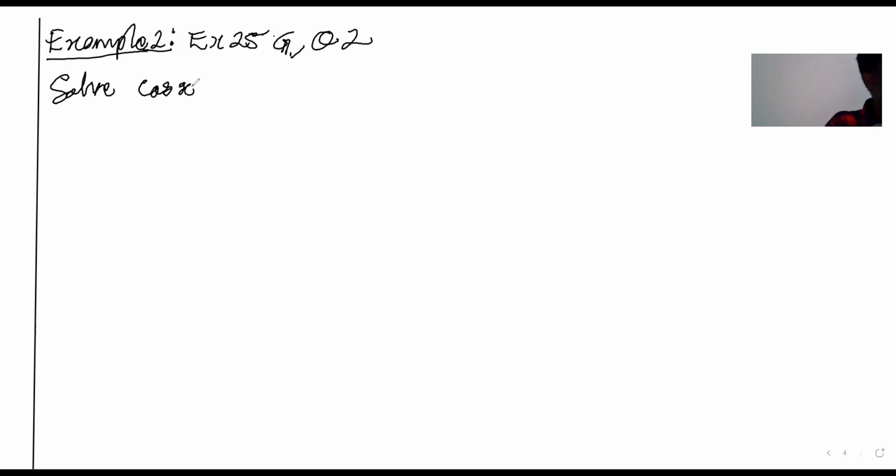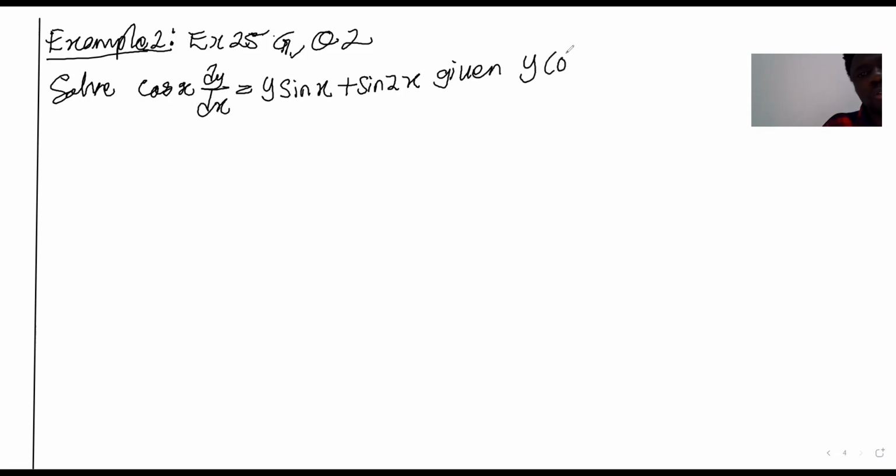Solve cos x dy dx, okay, equals y sine x plus sine 2x, given y of 0 equals to 1.